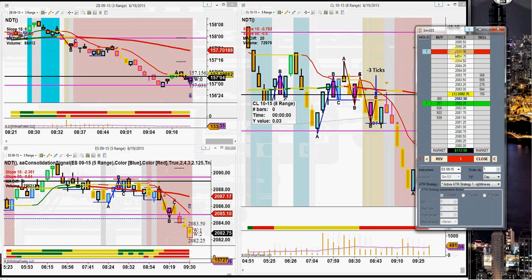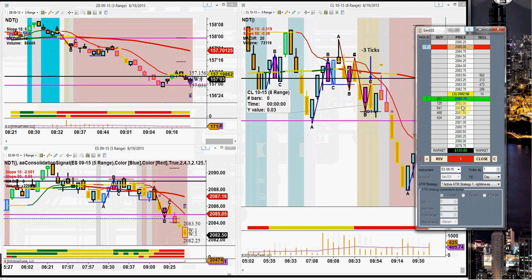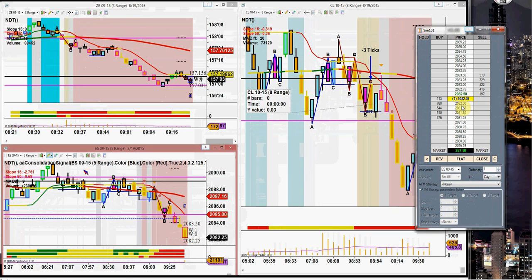Went all the way. Let's see if we can get a push through. We got a third target. Thank you, Steve. We'll see how far it goes. But we closed this trade on a full three profit targets.